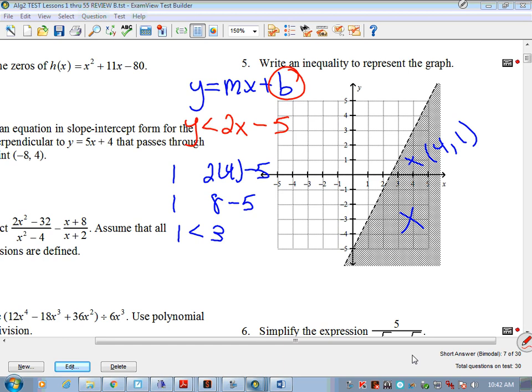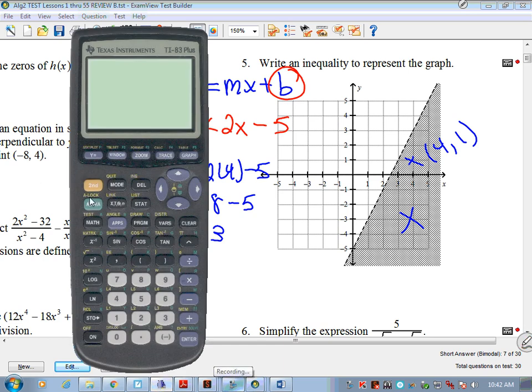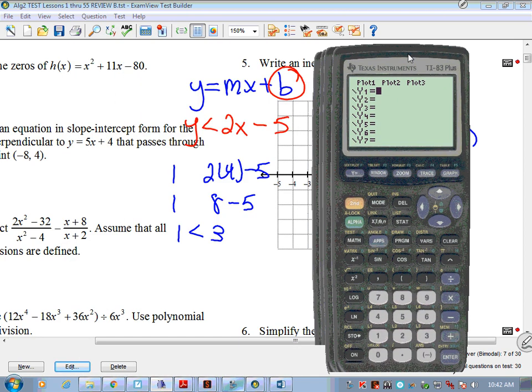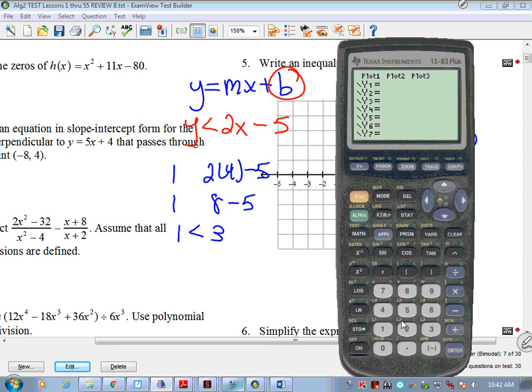Now, I can use my graphing calculator to check this. I know we haven't gone over this in class, but I do want you to see it now. If you'll pay close attention, I'll show you how we can double check our work. Again, double check our work, not answer our work or just say, hey, I did it in a calculator. So here's my 2x minus 5. And if I want to see for sure that it's less than, I'm going to go over all the way to the right.